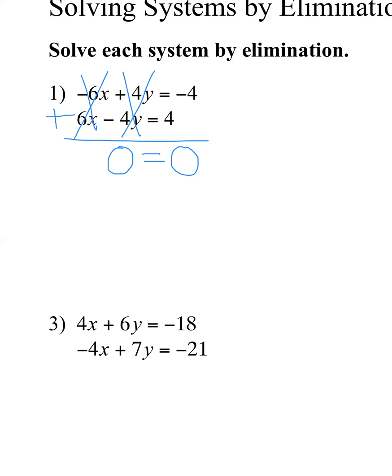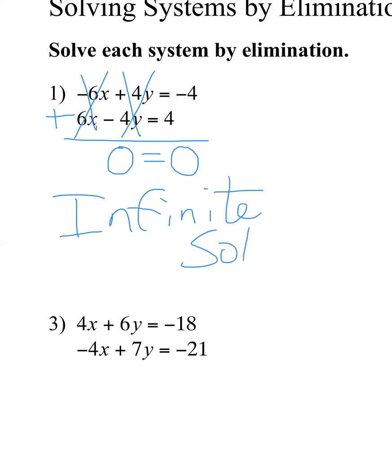Do you remember what that means? When everything has canceled out, but you are left with a true statement. It is true, 0 does equal 0, but everything's gone. There's no x's or y's for me to solve for anymore. Hopefully you are thinking about this and you're remembering, oh yeah, if I have a true statement but everything's gone, that means it's infinite solutions. And that's your answer.